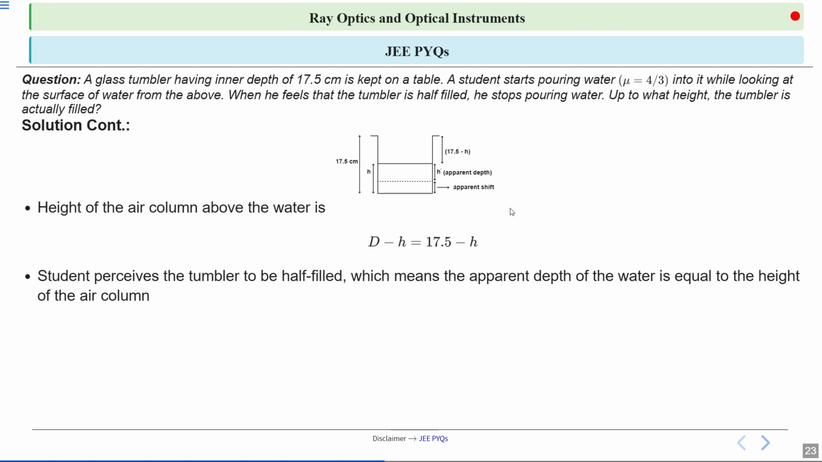But what does the student perceive? It is visible to him that the height of the air column is equal to the height of the water column, or we can say the apparent depth of the water in the glass tumbler. That is the meaning of the tumbler is half filled. Okay, so 3h upon 4 was the apparent height we calculated, which is equal to the height of the air column, 17.5 minus h.